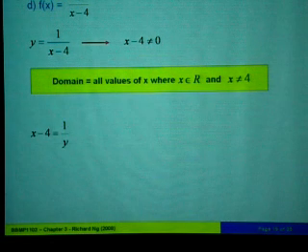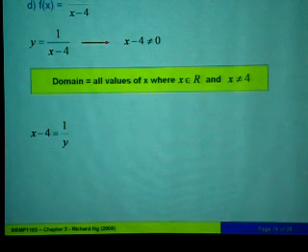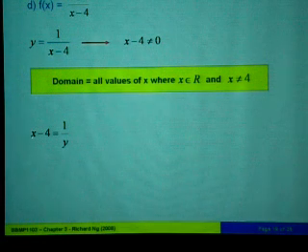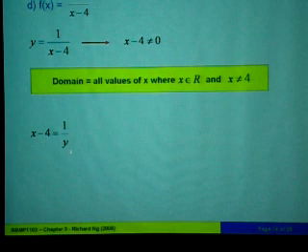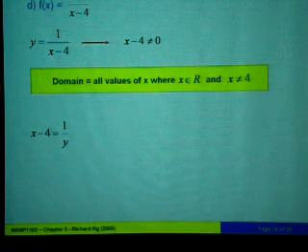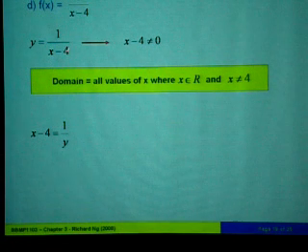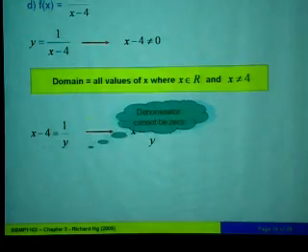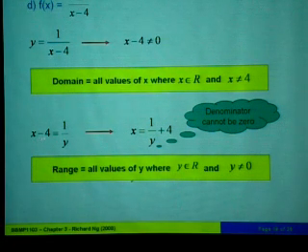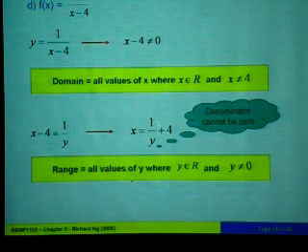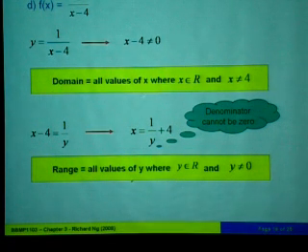Okay? And let's look at the range. In order to find the range, the first thing is we have to move the x to the left hand side and y to the right hand side. So we interchange this fraction. Then from here we will get x equals negative 4 shifted to the right. We will have x equals 1 over y plus 4.